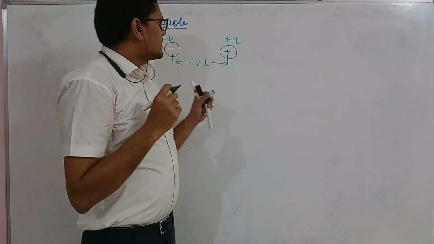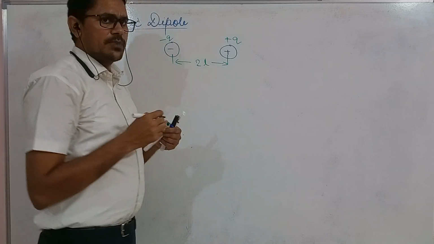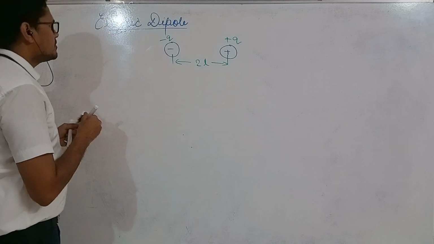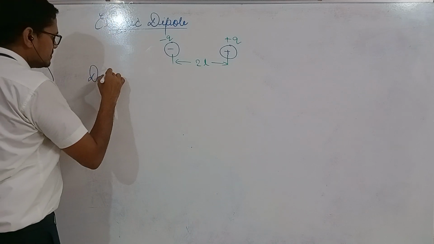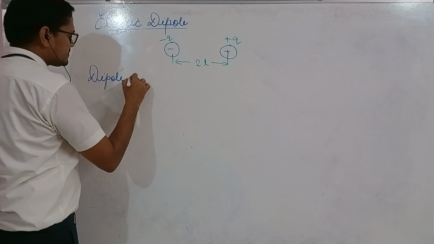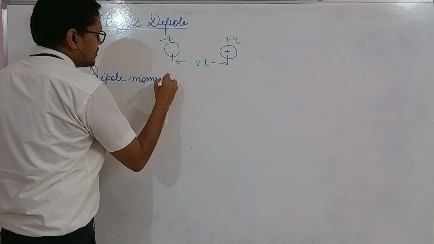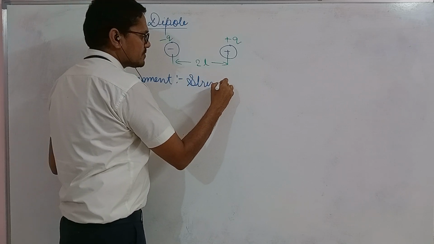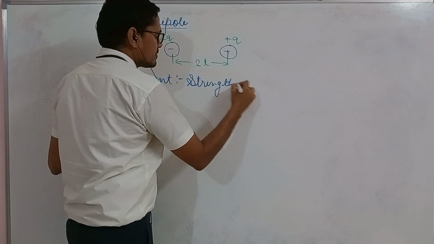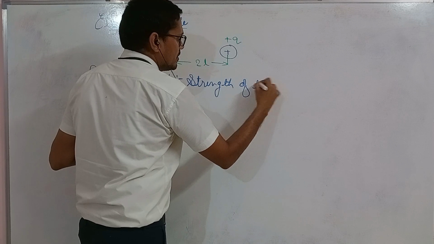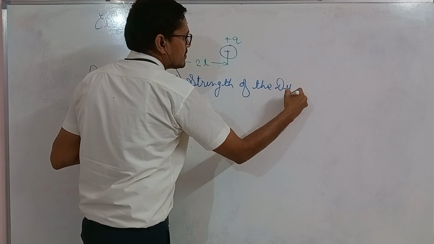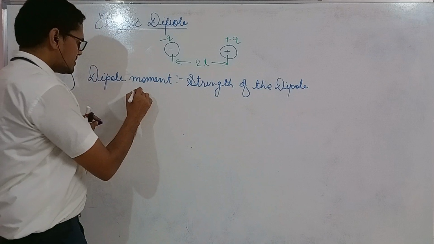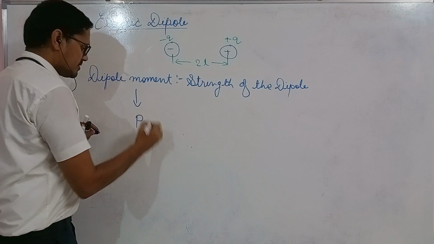Now the strength of the dipole is calculated by a vector quantity that is called dipole moment. Let's see the dipole moment. Dipole moment tells us the strength of the dipole. It's a vector quantity and it is represented by letter P.